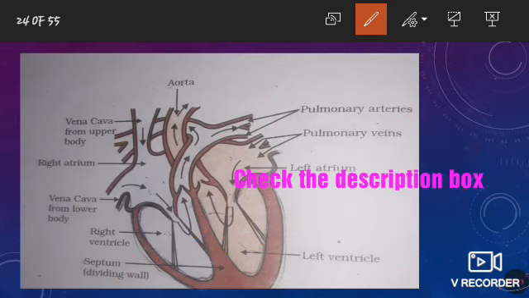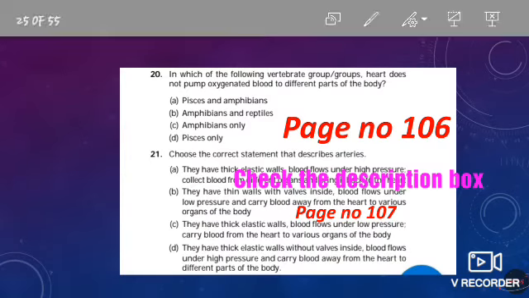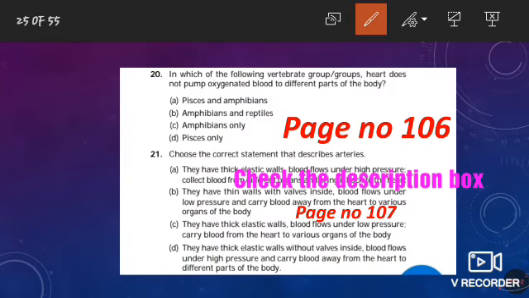And between the right atrium and right ventricle, and between the left atrium and left ventricle, valves are present to prevent the backflow of blood. Now the next question, question number 20. In which of the following vertebrate groups does the heart not pump oxygenated blood to different parts of the body? So the answer is D. As single circulation is present in fishes, the answer D, Pisces, is correct, because in this the heart does not pump oxygenated blood to different parts of the body, since single circulation is present.